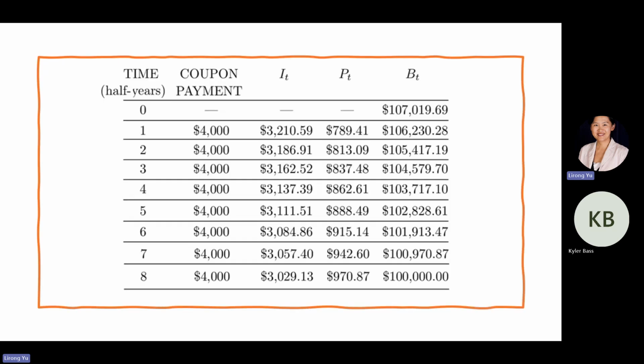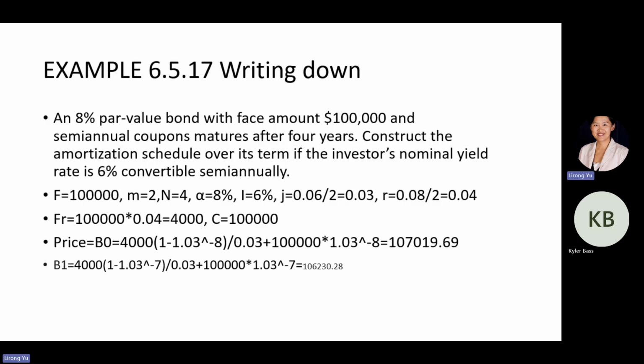Let's say this is the amortization schedule. We can certainly identify how to calculate this. The last column I already indicated how to calculate. The last column is the book value calculation. It really is the present value of all the future cash flow.